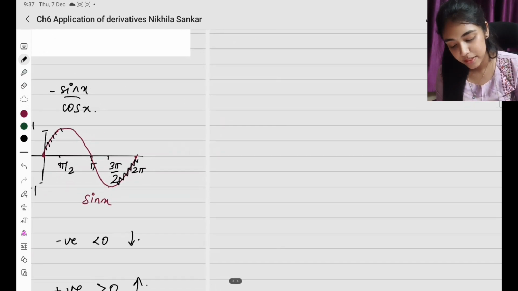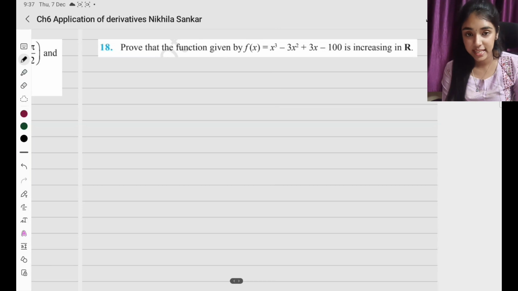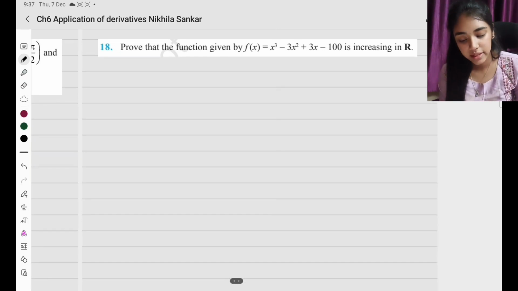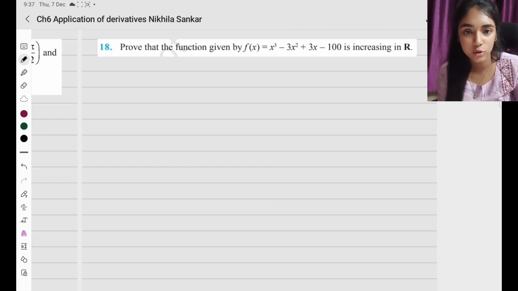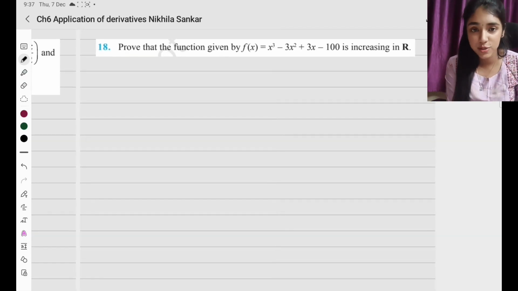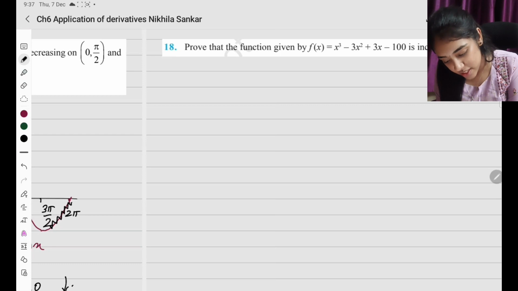Example 18. Prove that the function given by this is increasing in R. Okay, in all values. R means from minus infinity to infinity, it is going to be increasing. So this is just like the first question we did.